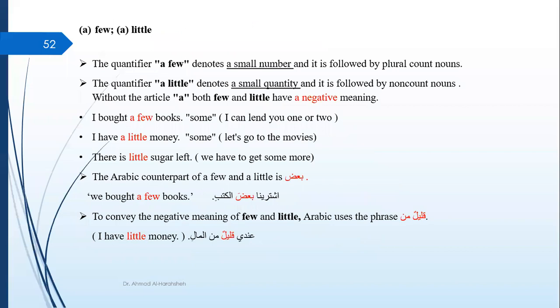The quantifier a few denotes a smaller number, and it is followed by plural count nouns. The quantifier a little denotes a small quantity, and it is followed by uncount nouns. Without the article a, both few and little have a negative meaning.